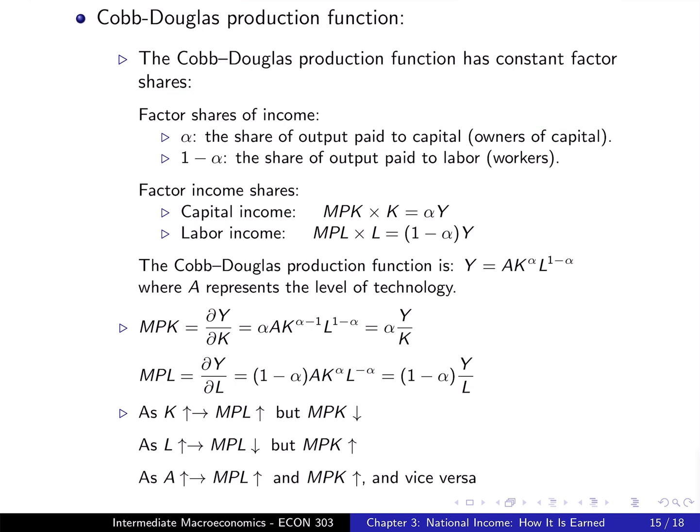And as technology A improves, MPL increases and MPK also increases. Technological progress raises the productivity of both labor and capital. So changes in factor quantities and technology directly impact the marginal productivity of inputs, and this plays a key role in how firms decide how much of each factor to employ.